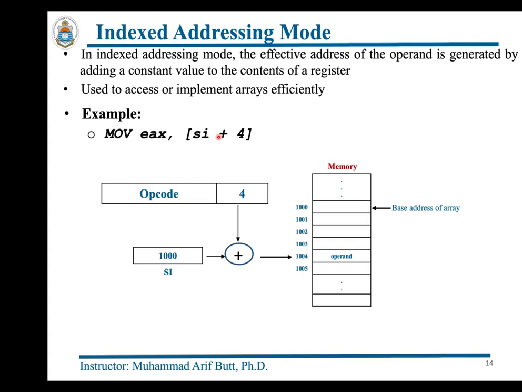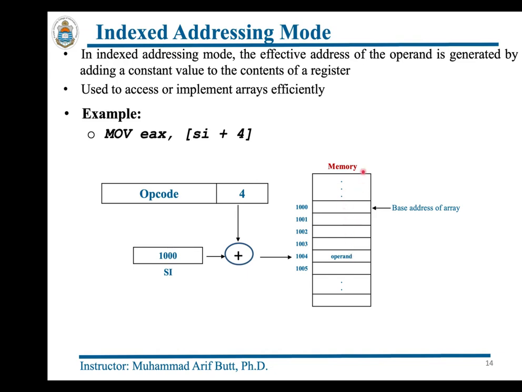Well, index addressing mode is used to access elements of arrays. In index addressing mode, the effective address of the operand over here inside the memory is generated by adding a constant value to the contents of some register, some index register.